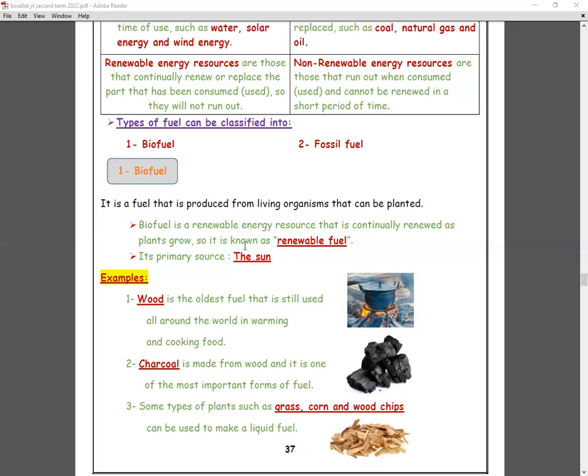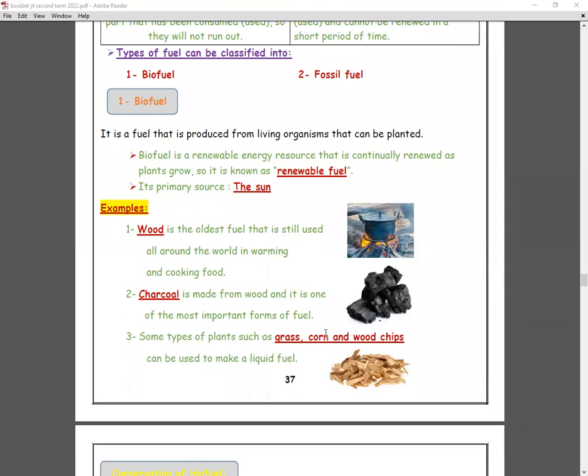Why? Because the sun is the primary source that helps the green plants to prepare their own food. Okay. For example, wood, grass, corn, and wood chips. So we have examples of biofuel: wood chips, grass and corn.